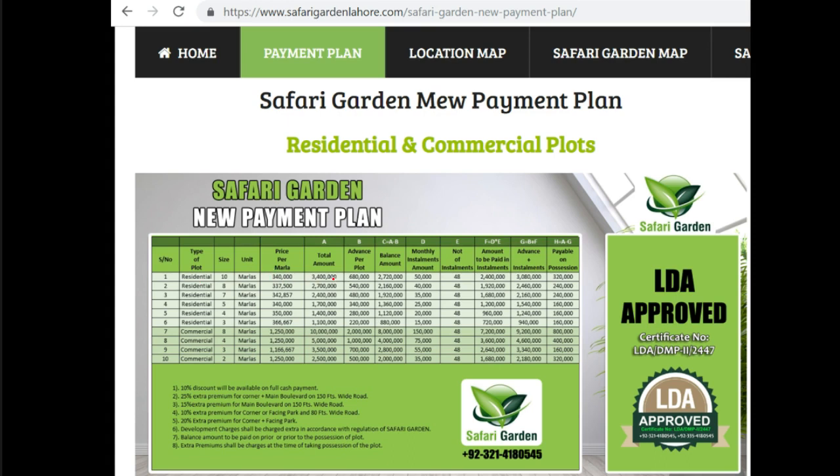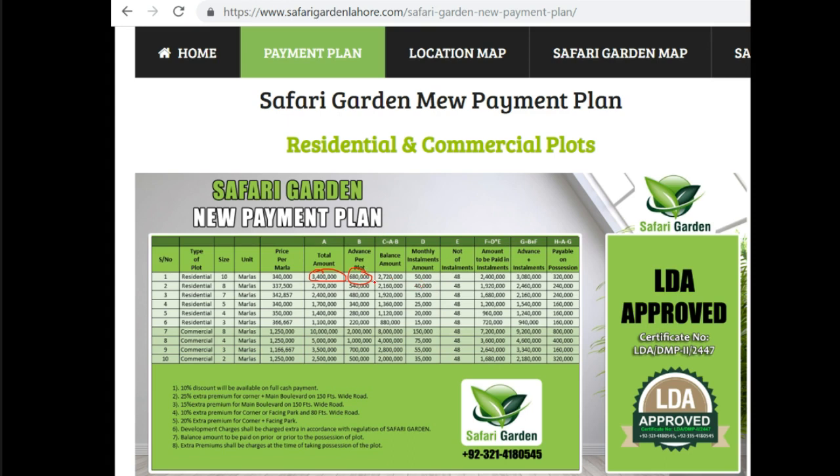If you're somebody who is interested in buying a 10 marlas residential plot in Safari Garden, they're saying, look, we have a payment plan for you where you can get it for a total of 3.4 million rupees. The way the payment plan is structured is that first you will need to make an advance payment. This is basically a down payment, which is 680,000 rupees. If you do the math, this comes out to exactly 20% of this total amount.